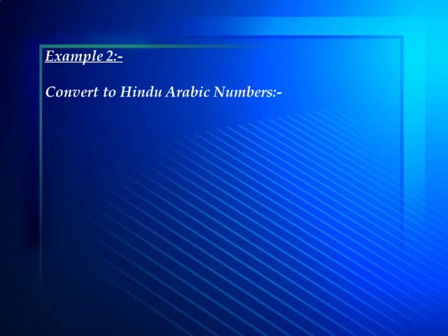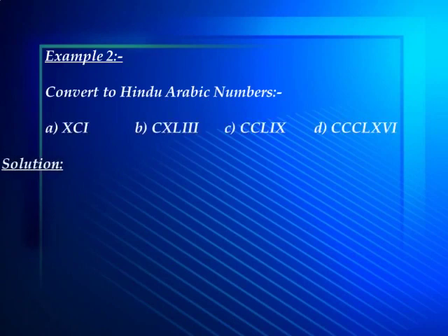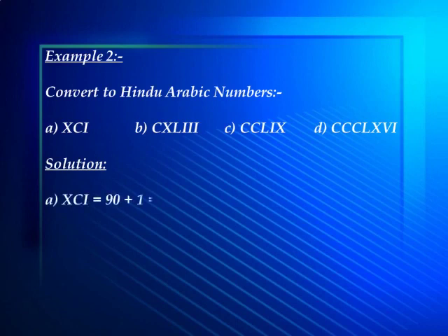Let us see another example, converting to Hindu-Arabic numbers. Hindu-Arabic numbers are nothing but numbers between 0 and 9. Roman numbers are already given here, so we have to convert those into numbers. Take the first one, XCI. You know what XC is? XC you already know is 90. I have already told you that for 40 the Roman numeral is XL, and for 90 it is XC. So now you write 90, then you have an I here. So 90 plus 1 is equal to 91. So this is the Hindu-Arabic numeral for the Roman numeral XCI.